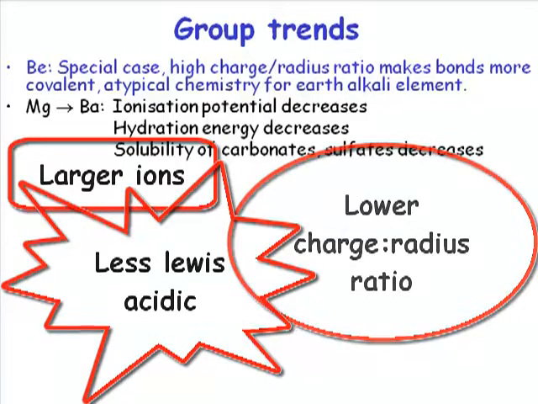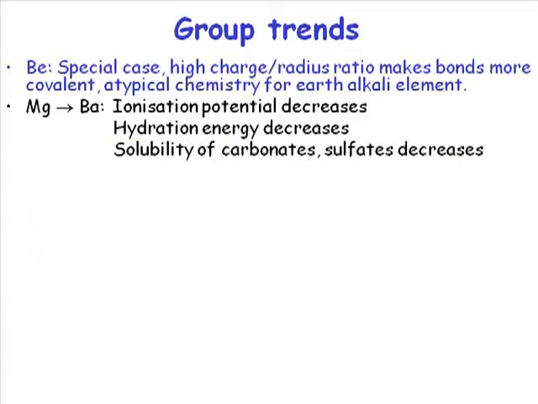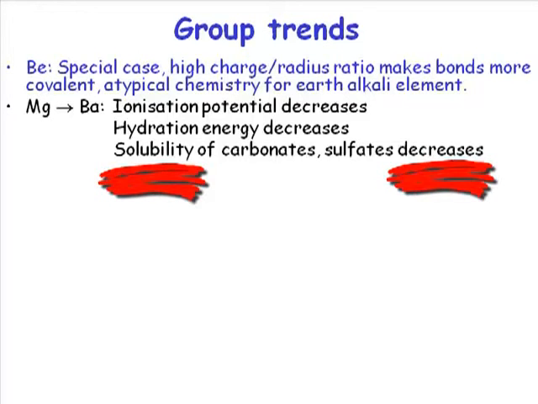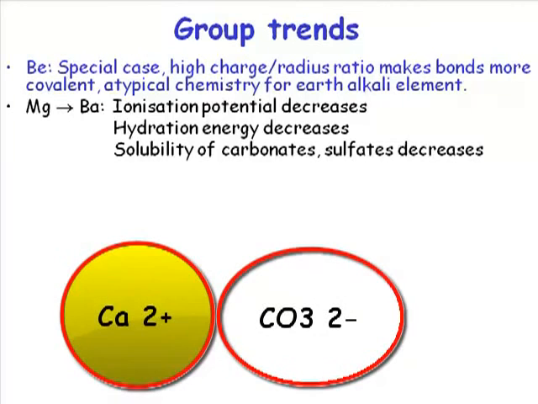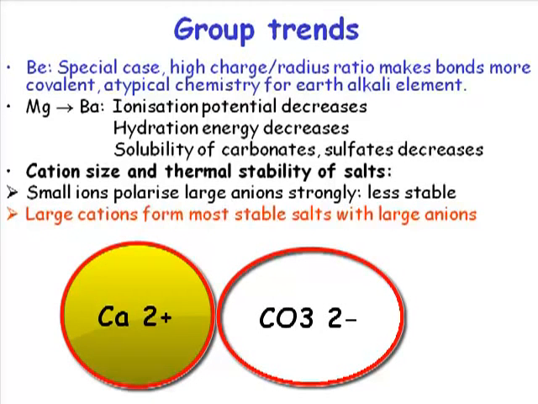So the hydration energy is decreasing, and what you also find is that because hydration energy is decreasing, the energy you get back when you dissolve something is decreasing, then the solubility of these species also decreases. So if you have a large 2+ cation and a large 2- anion like a carbonate or a sulfate, that's a recipe for a really very poorly soluble material indeed.